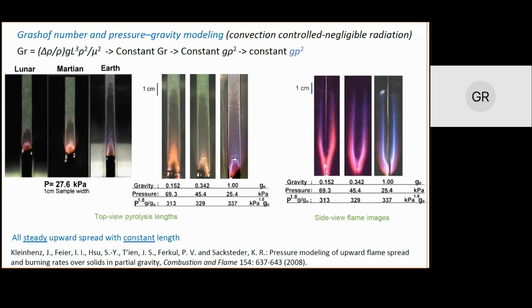On the second graph, this is the top view, just showing the pyrolysis length, and we keep P to the 1.8 times G constant. Now we will talk about why P to the 1.8 G versus P squared G. The pyrolysis length is almost constant at the 3 different gravity levels. On the right, this is a side view of the flame. You can see the flame separate. The standoff distance is also almost constant, so flame length and standoff distance are almost constant.